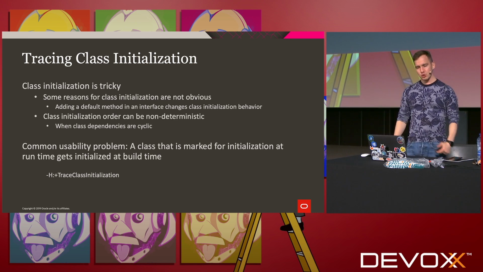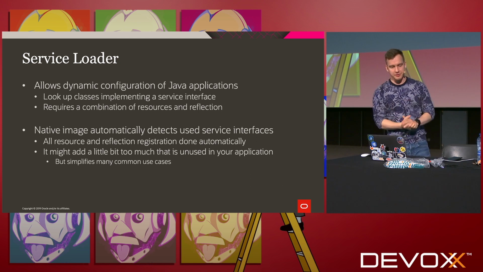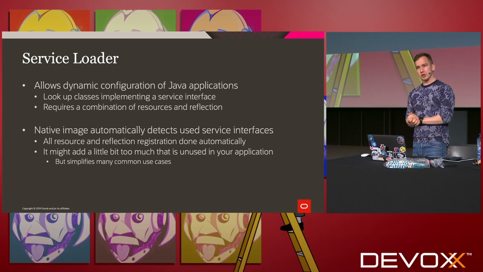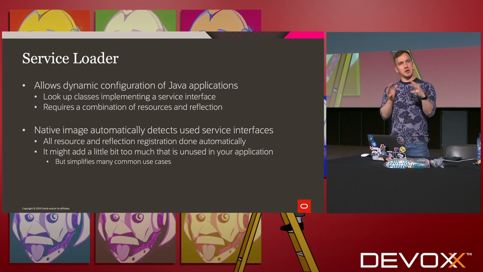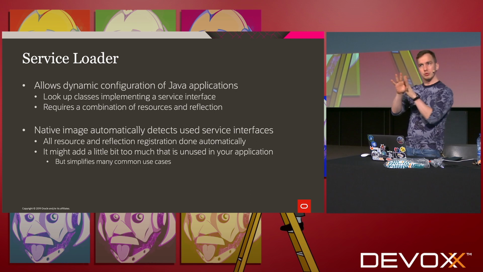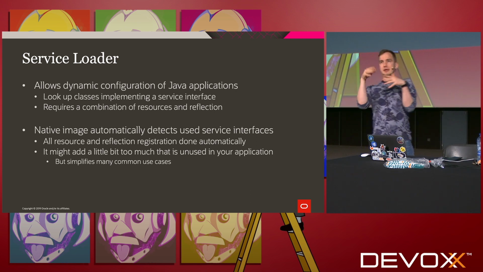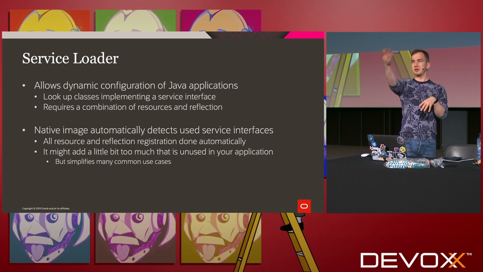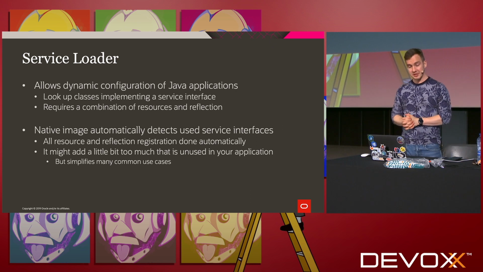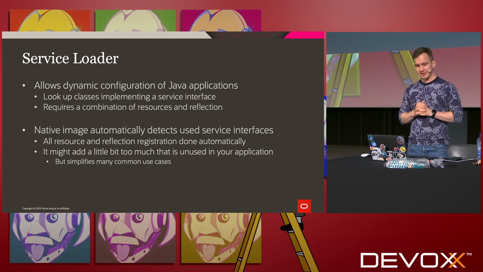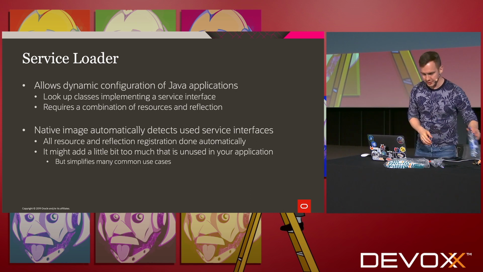Another dynamic feature, which luckily doesn't require any configuration, is the service loader. You can provide some classes implementing interfaces, and it uses a combination of resources and reflection to instantiate and use the classes for the interfaces without a direct requirement or connection on the class. Native image understands the metadata and does that automatically. So some things are fairly automatic with native image.